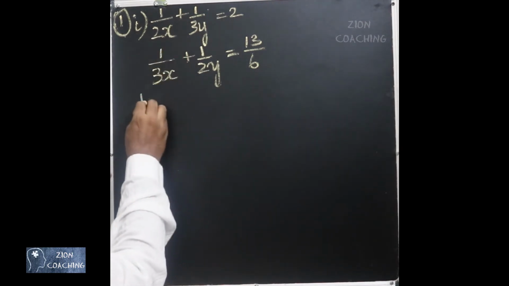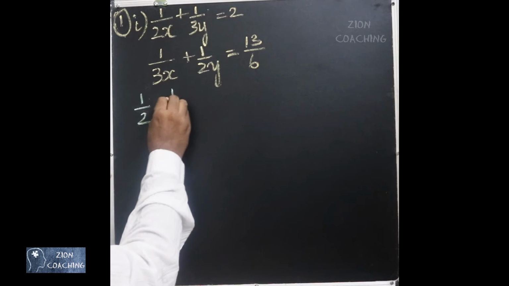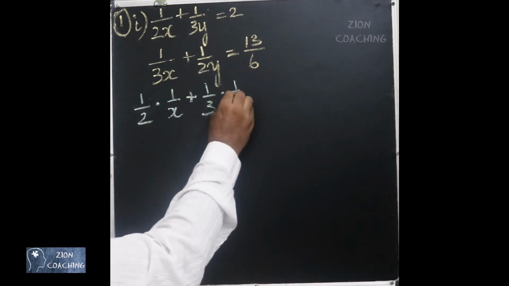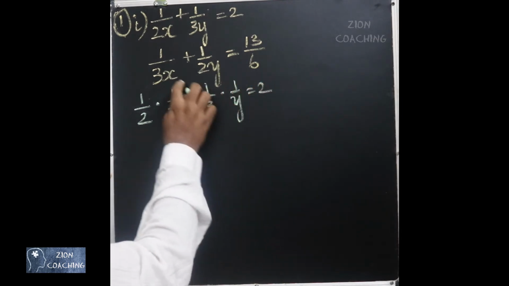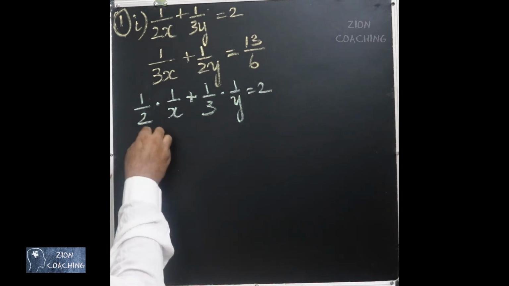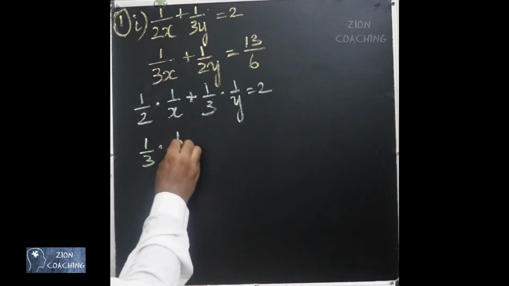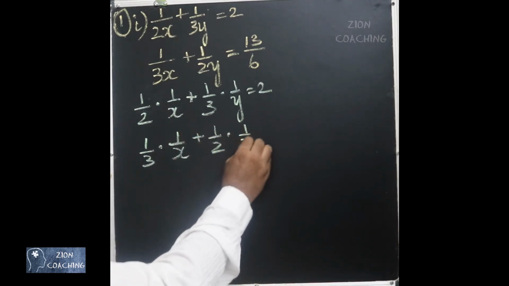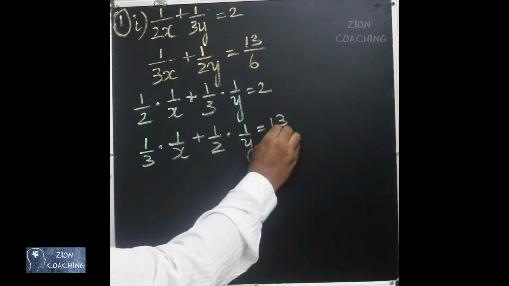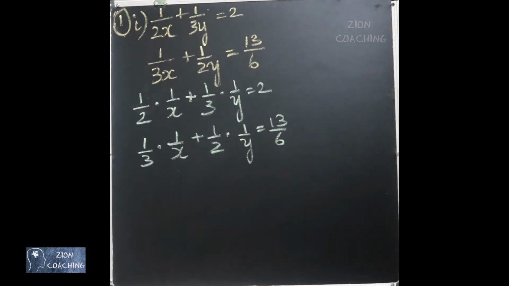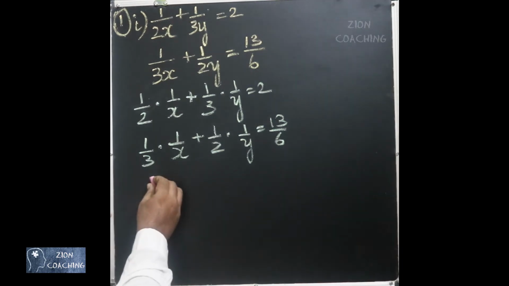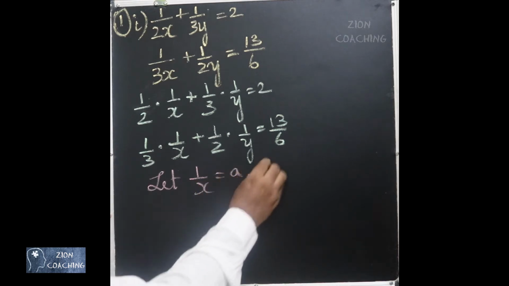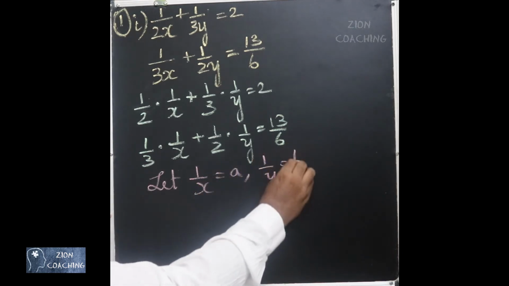this equation can be written as 1 by 2 into 1 by x plus 1 by 3 into 1 by y equal to 2, and the second equation can be written as 1 by 3 into 1 by x plus 1 by 2 into 1 by y is equal to 13 by 6. Now we are going to substitute. Let 1 by x is equal to a, 1 by y is equal to b.